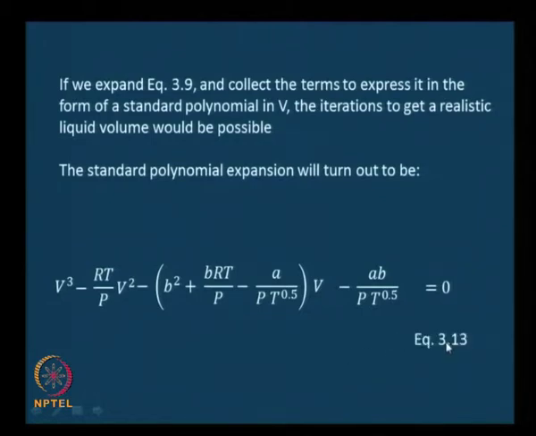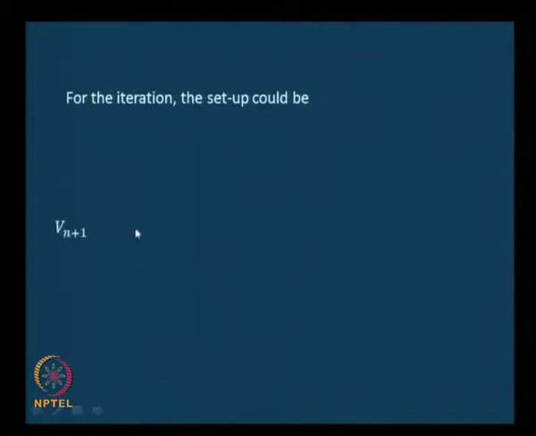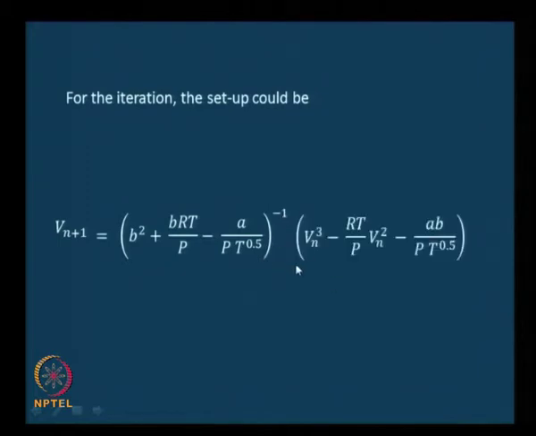liquid volumes, and to do that iteration we had to transpose that equation as Vn plus 1 equals the bracket, B squared plus B RT by P minus A by P T power 0.5, to the power of minus 1. Remember, this was in the numerator here, so this has to be in the denominator on the other side. In other words, we are dividing both sides by this to get rid of the term here, into the remaining terms that were there in the previous equation, Vn cubed minus RT by P Vn squared minus AB by P T power 0.5.